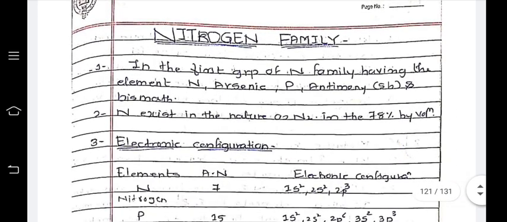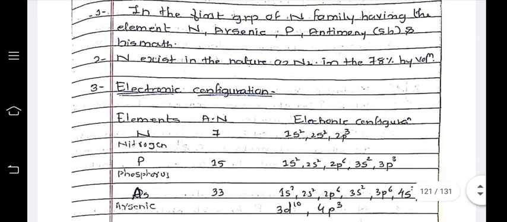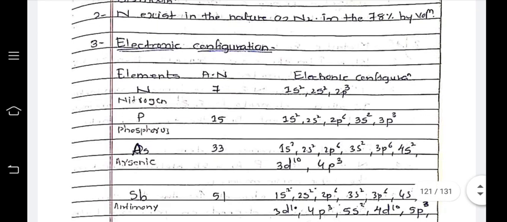Next is the nitrogen family. In the first group of the nitrogen family, we have the elements nitrogen, phosphorus, arsenic, antimony, and bismuth. Nitrogen exists in nature as N2 in 78% by volume.